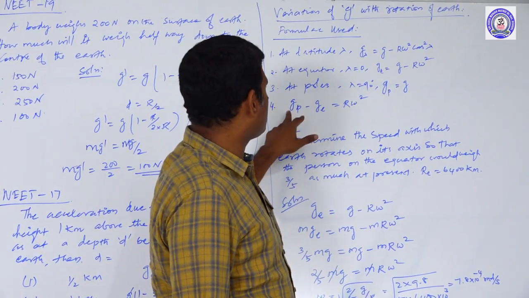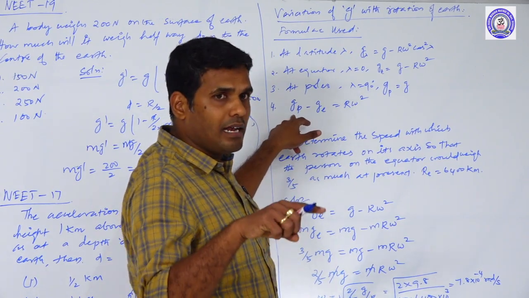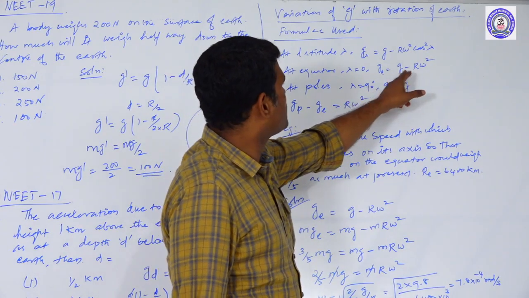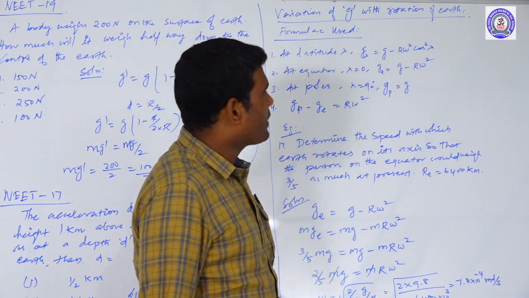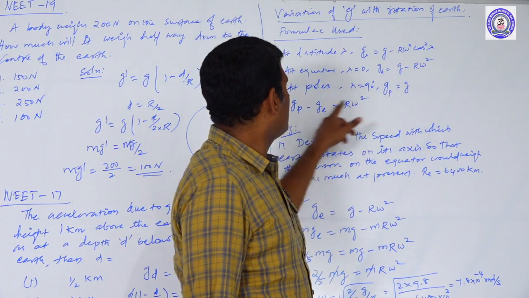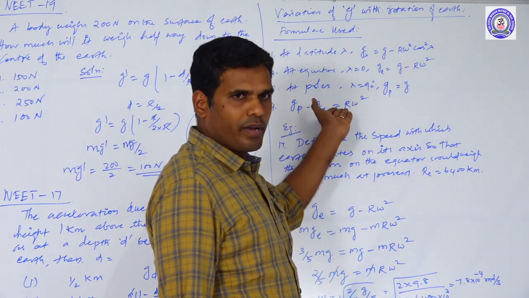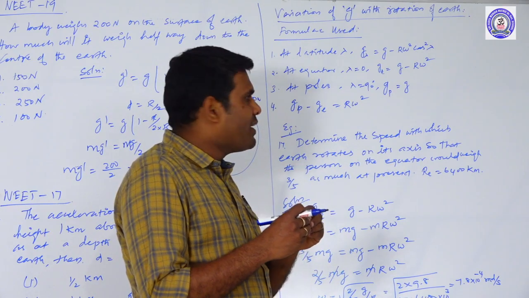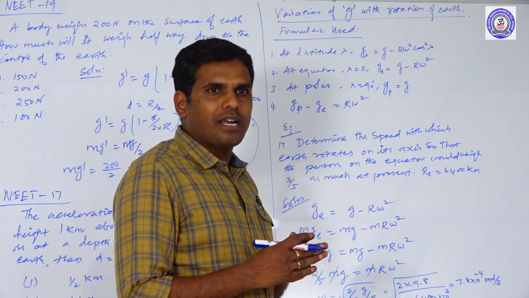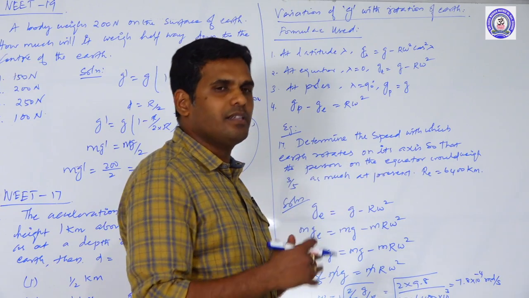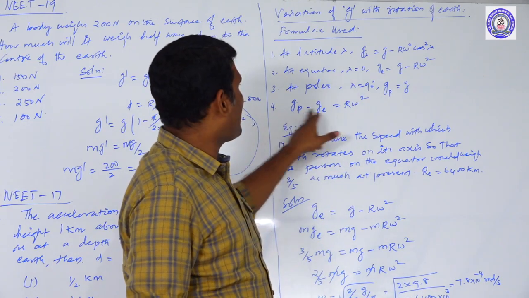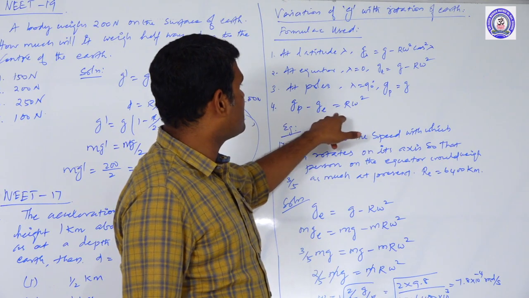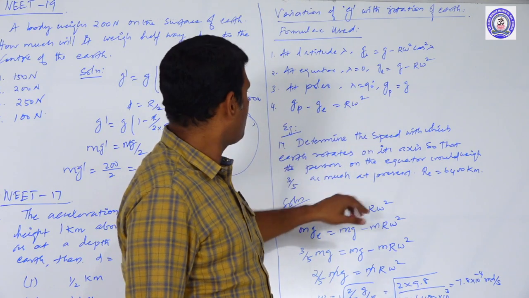g_p minus g, meaning the value of g at the pole minus the value of g at the equator, will be equal to R omega square. If they ask you to calculate the difference between the value of acceleration due to gravity at the pole with respect to the equator, then you can directly go with this expression if angular velocity is given. g_p minus g equals R omega square.